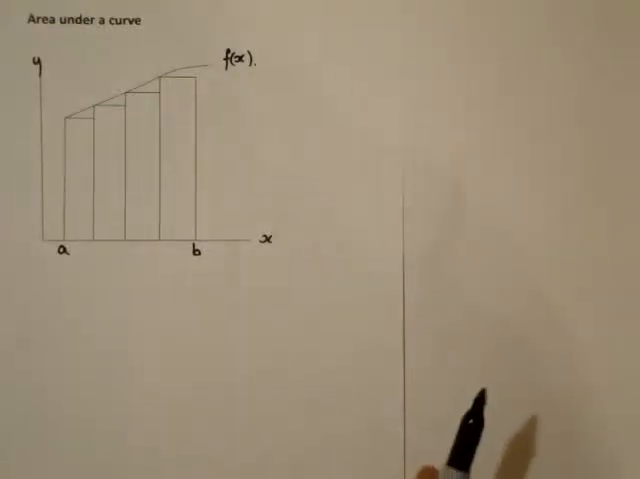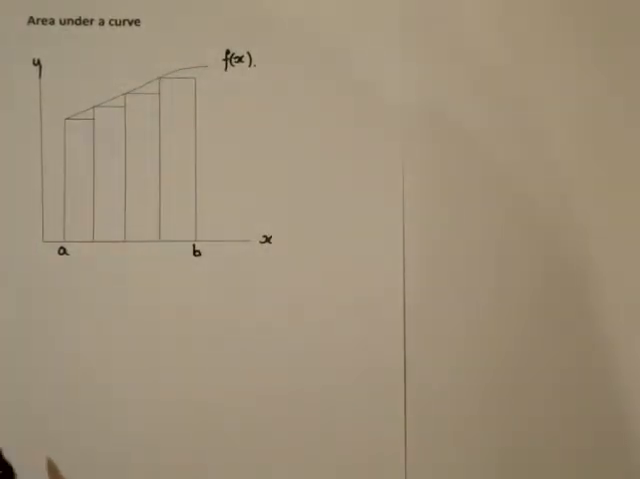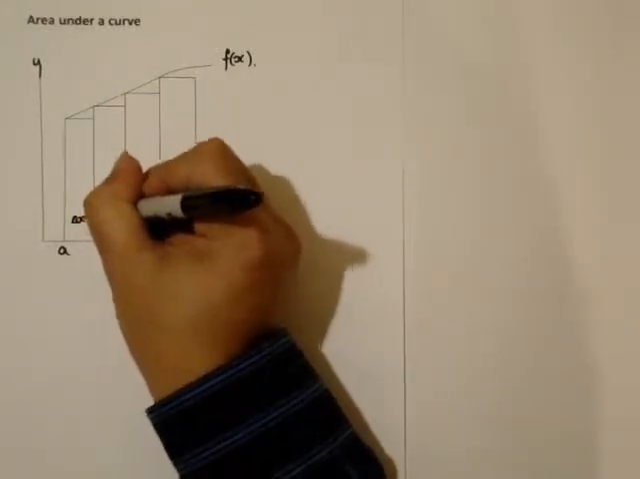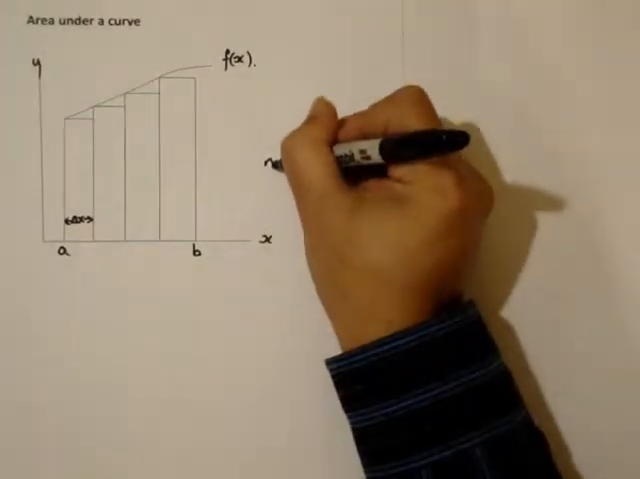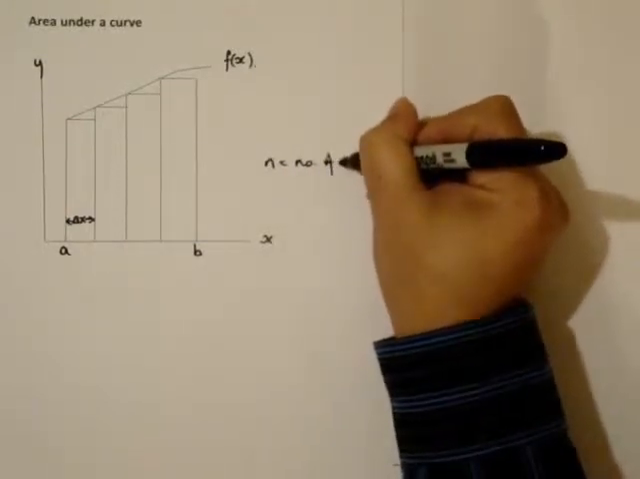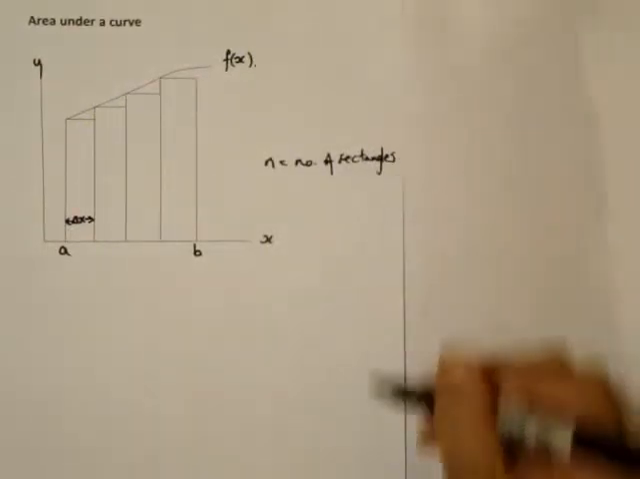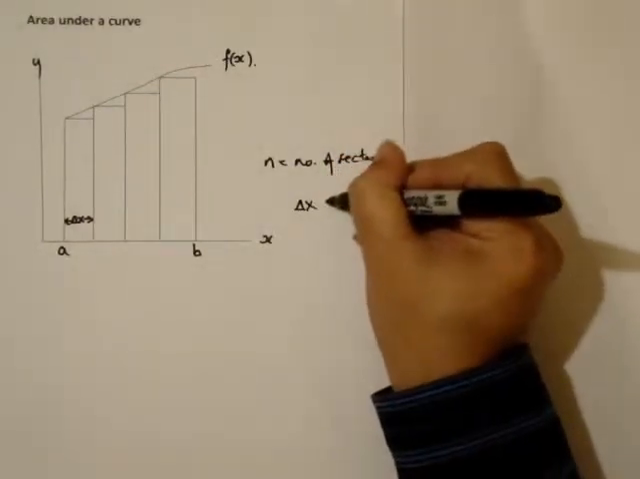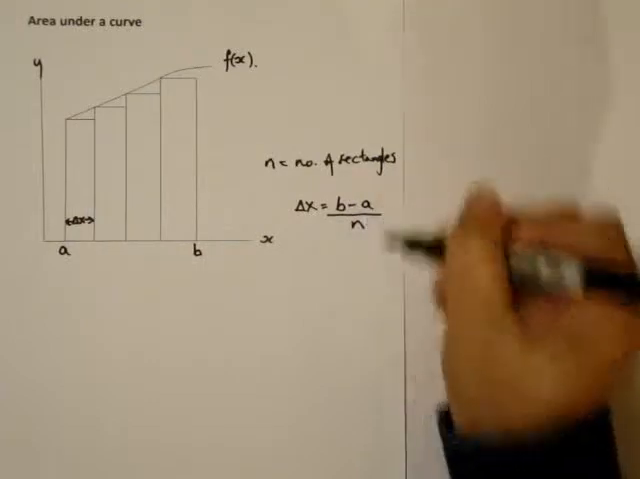So in this case we have 1, 2, 3, 4 rectangles, and each has a width of delta x, where n is the number of rectangles. Then delta x equals b minus a over n.